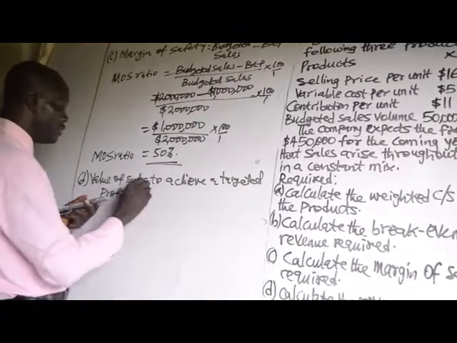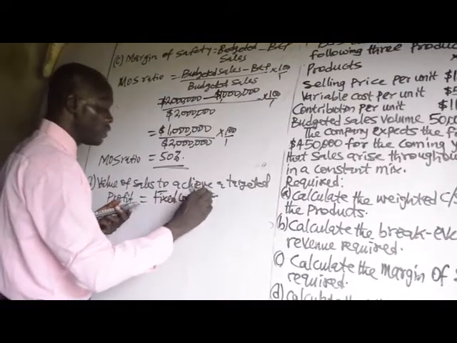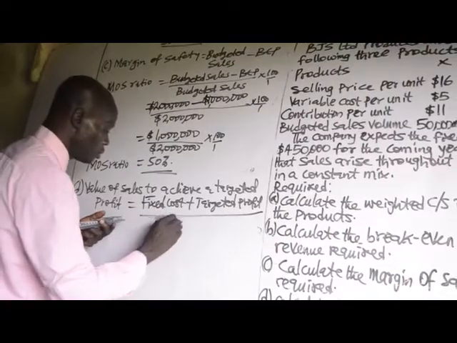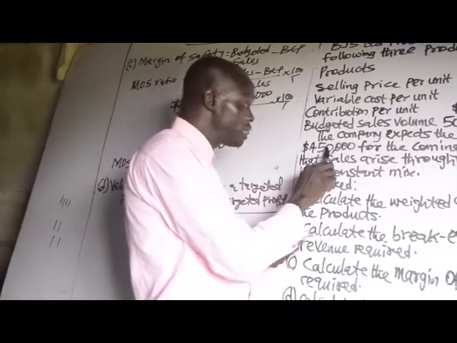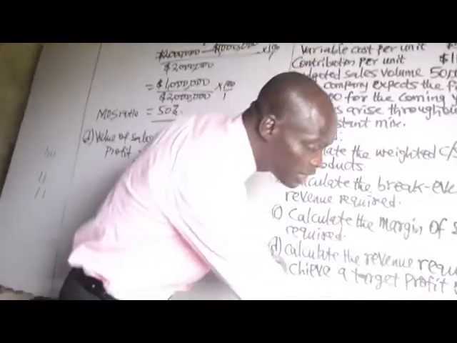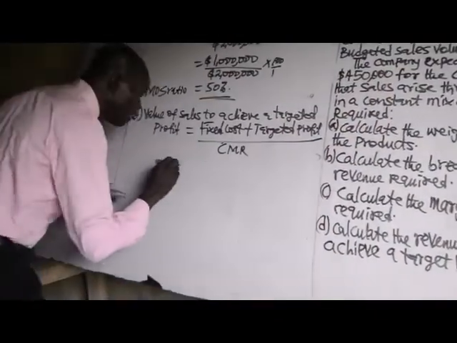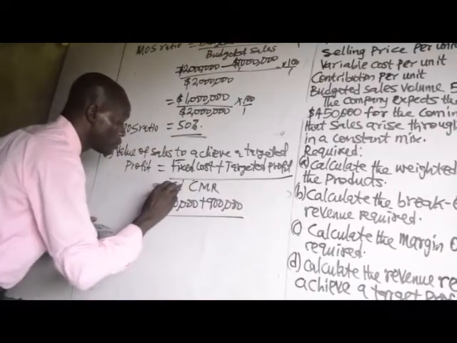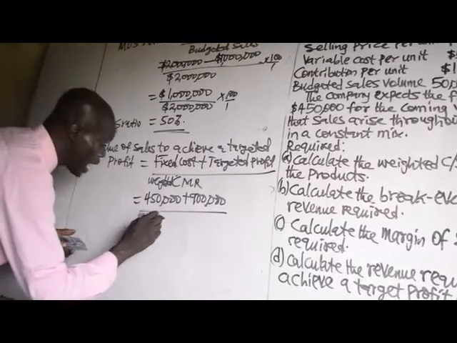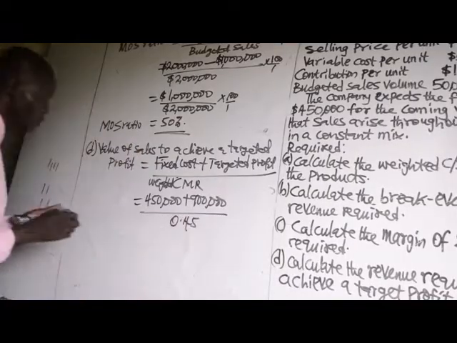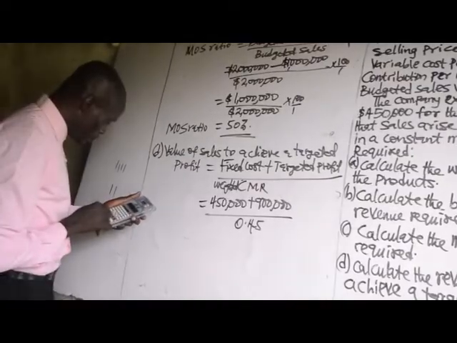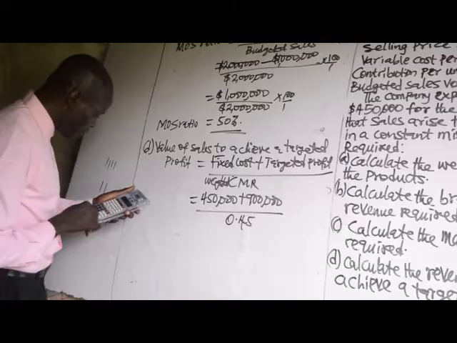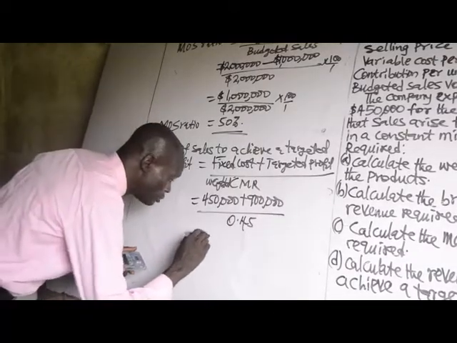So the formula is fixed cost plus targeted profit over CMR. Our fixed costs still remain 450,000. And our targeted profit is 900,000. Therefore, our fixed cost 450,000 plus 900,000 over weighted CMR. And our weighted CMR as calculated earlier in requirement A is 0.45. So if you have 450,000 plus 900,000, that gives us 1,350,000 divided by 0.45. We have $3 million.